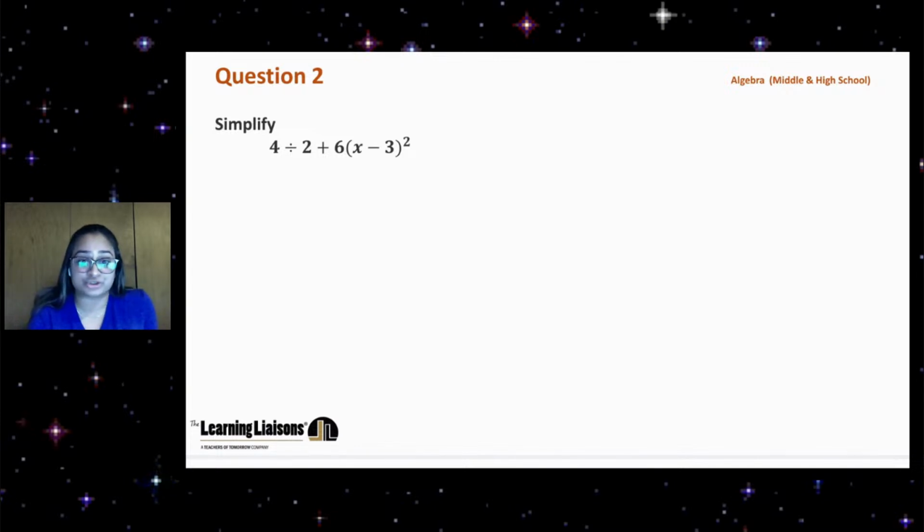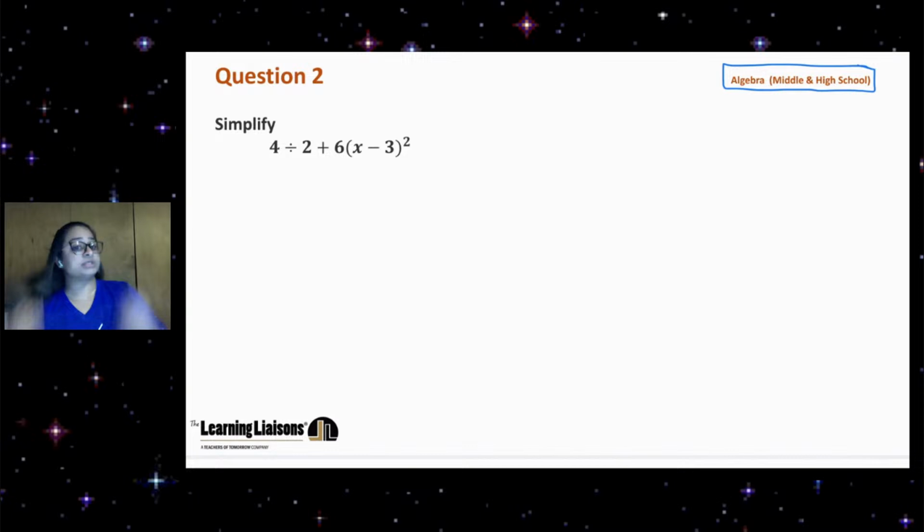All right, question 2. It's just to simplify. And all this stuff right here is going to be algebra, middle and high school, okay? You could see this also in college. This is kind of like your college algebra, right? This is algebra at all aspects of it. So it could be a little bit beyond high school. You could see it in college.